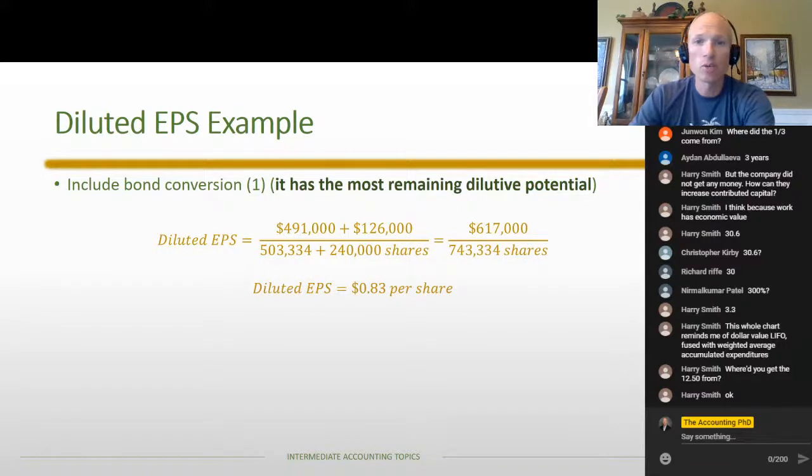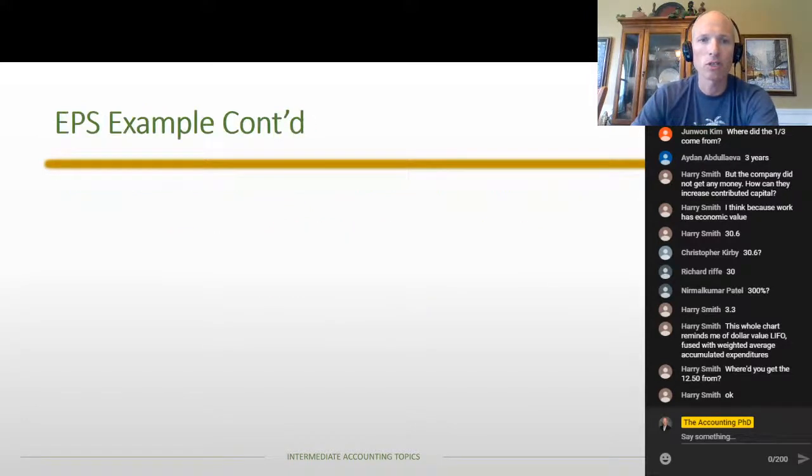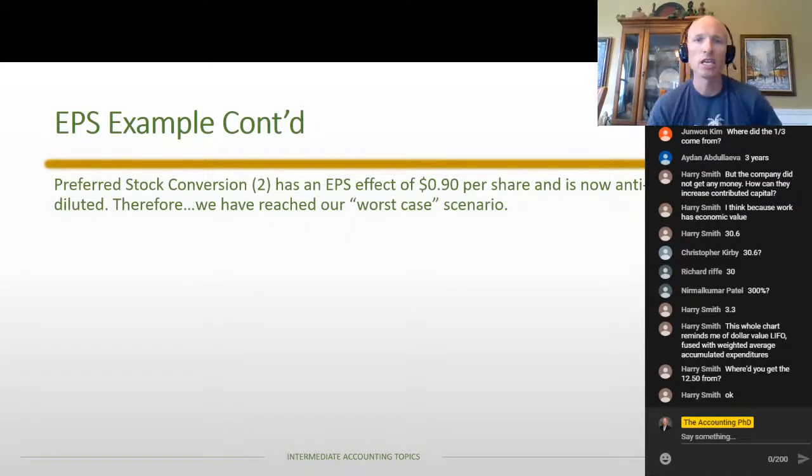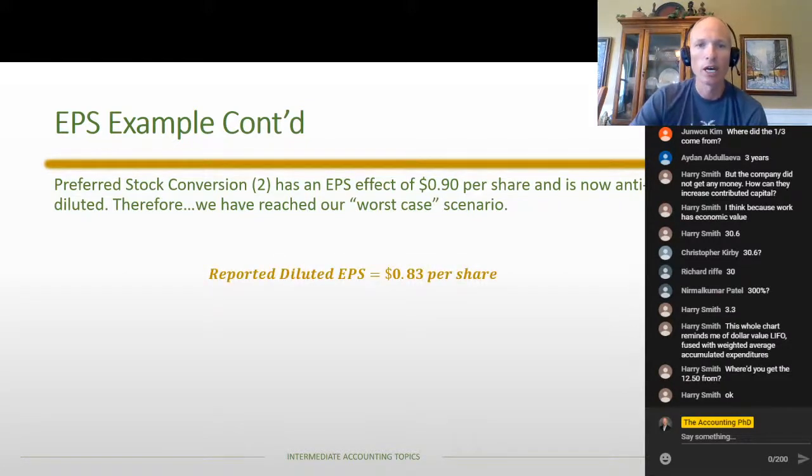So again, this is the most remaining dilutive potential. Our new diluted earnings per share is 83 cents. Now we're comparing that to the second preferred stock conversion. The EPS effect from that second preferred stock conversion is 90 cents. That 90 cents is now anti-dilutive. So that means we had already reached our worst-case scenario, and our reported diluted earnings per share would be 83 cents per share. And that is the end.